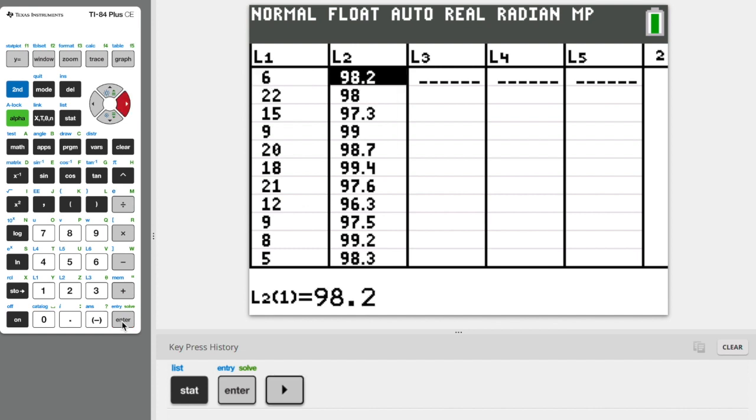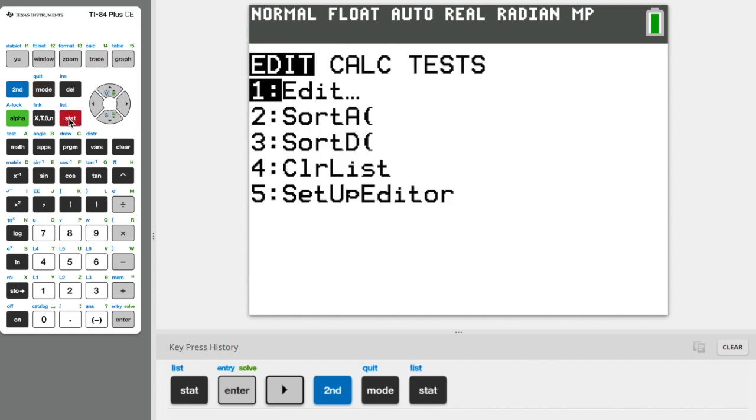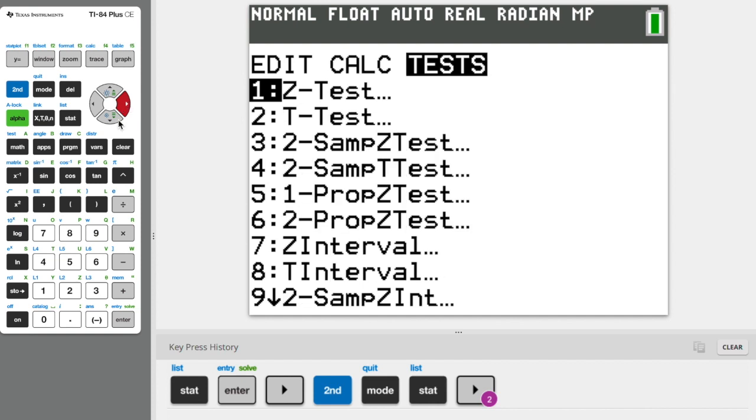Now, I have gone ahead and put this data into L2. You can either put it in L1 or L2. It's up to you. So go ahead and type that in now. You can hit pause on your thing, hit second quit. When you're ready to go on, we're going to go stat over to test again, just like we did before. Again, this one, as we said, is going to be a t-interval again, and it gives you the data.